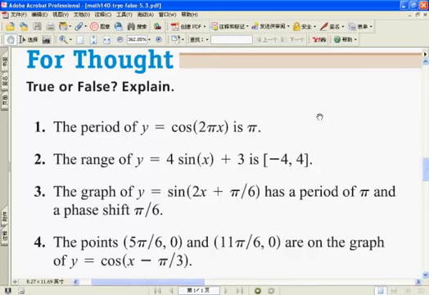Now let's look at section 5.3. Number 1: the period of y equals cosine of 2 pi x is pi. True or false? True. Any other idea? Is it really equal to pi?